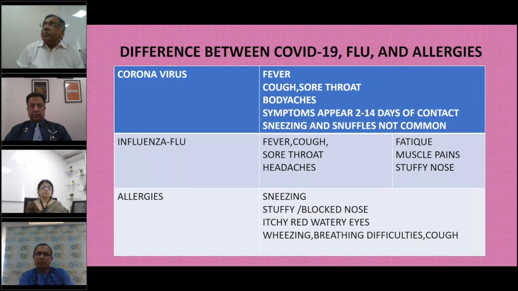Once again, to repeat the difference between COVID-19, flu, and nasal allergies. In coronavirus disease, COVID-19, we have fever, cough, sore throat, and body ache. Symptoms appear 2 to 14 days after contact. Sneezing and snuffling are not common. In the common influenza, fever, cough, sore throat, and headache are common, with fatigue, muscle pain, and a stuffy nose. In allergic rhinitis, you have mainly sneezing, stuffy nose, and itchy, watering eyes. Wheezing and breathing difficulties may be there, but there is no fever.